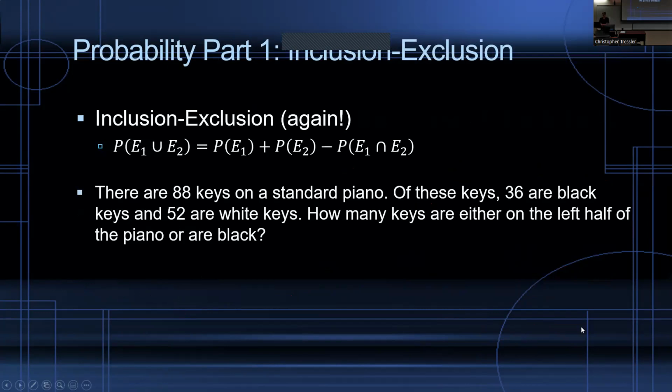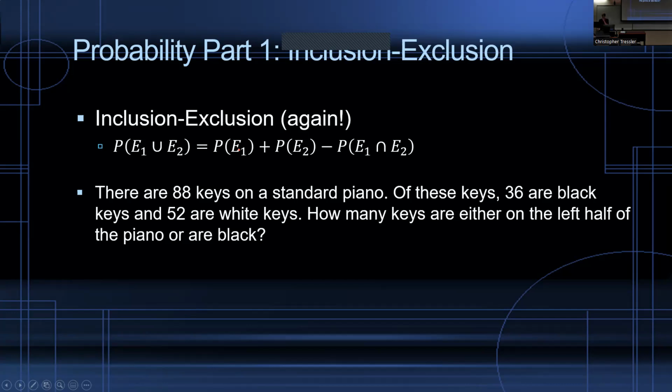So now we have inclusion-exclusion again, but for probabilities. This is another inclusion-exclusion. What this is really saying is the probability of one event or another event is equal to the probability of the 2 events added, minus the probability of the 2 events being together.